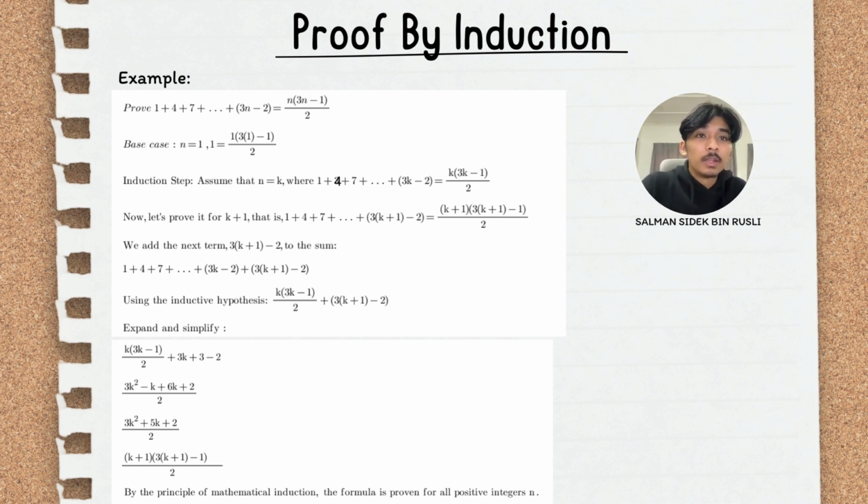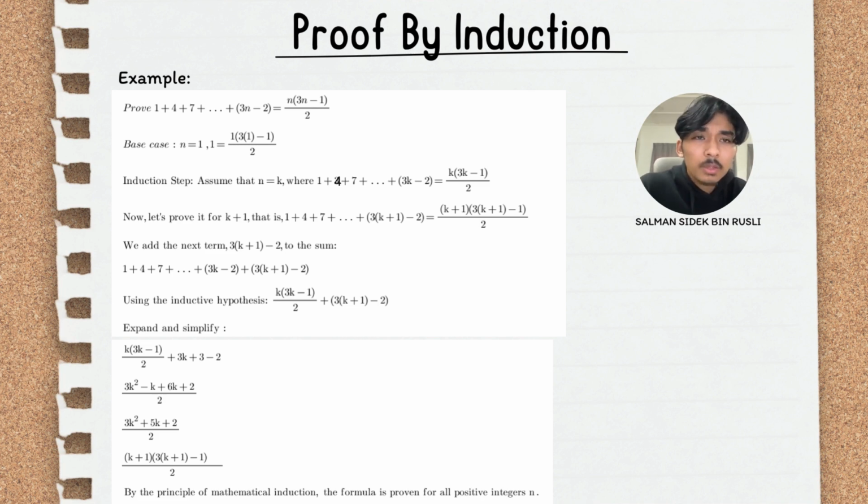so we're gonna assume that n equals k. So it would be 1 plus 4 plus 7 plus ... plus (3k minus 2) equals k times (3k minus 1) divided by 2. Right, so now let's prove it. So how do we prove it? We're gonna go for n equals k plus 1.